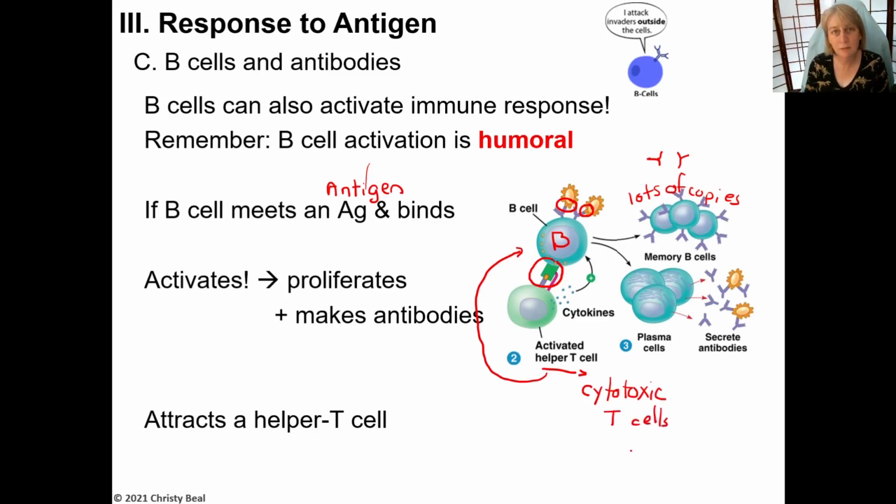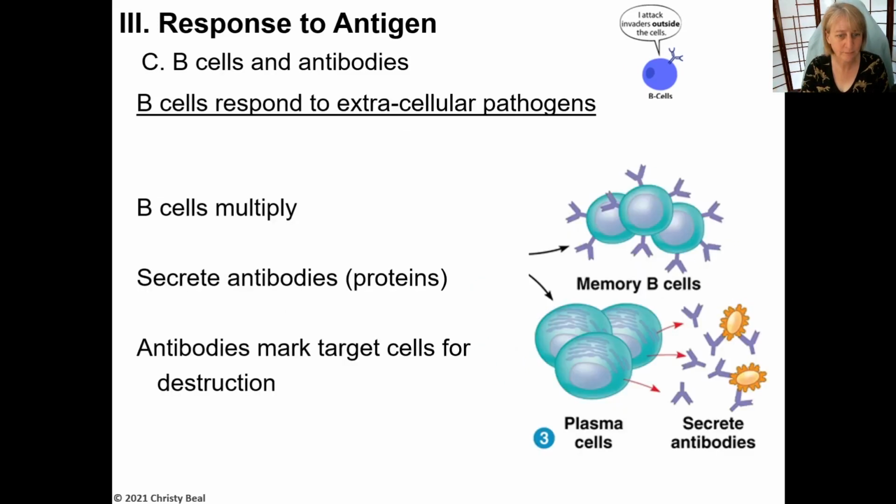Because we don't know if this is just in the humoral, the blood, and the lymph, or if it's already infected your cells, and we want to get everybody involved. The B cells multiply, they secrete antibodies. The antibodies mark and bind with the target pathogens for destruction.